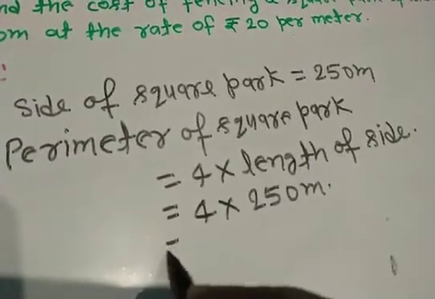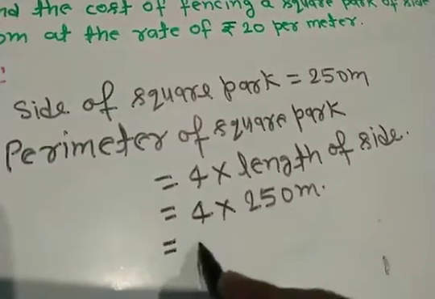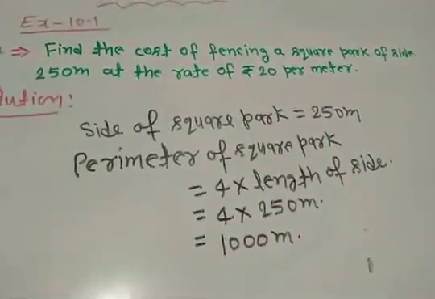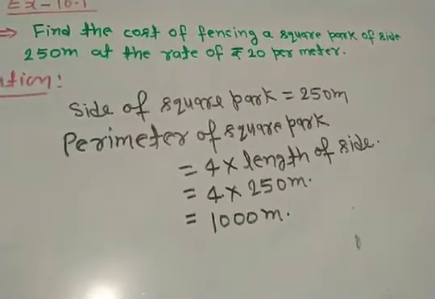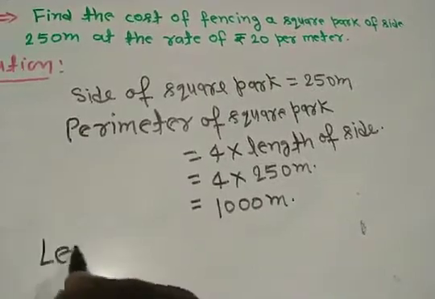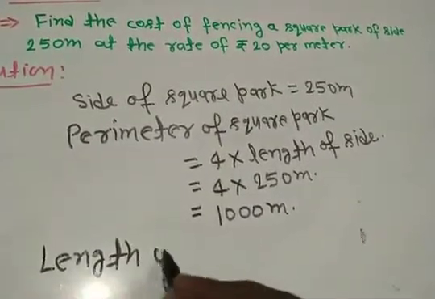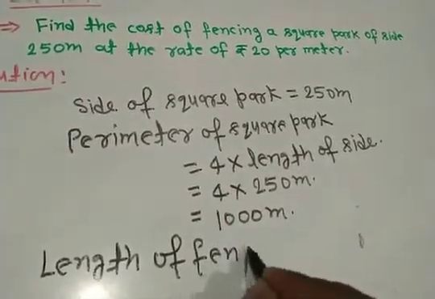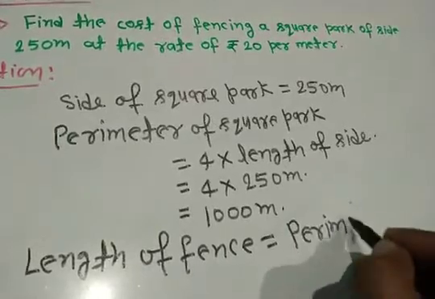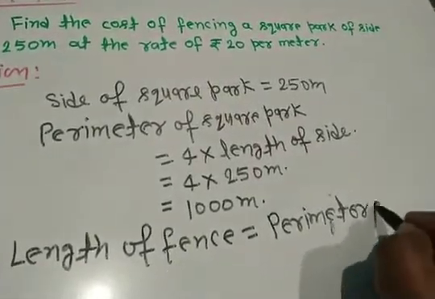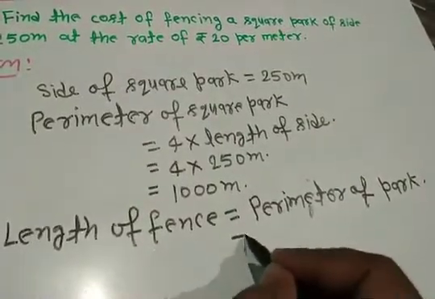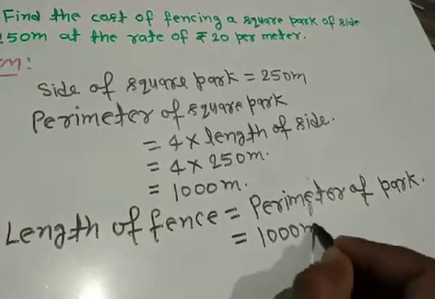This is equal to 4 into 250 meter, which is equal to 1000 meters. Okay, and after this the cost of fencing per meter is given. But here, what is this? This is the length of fence. So we write length of fence. The fence is equal to the perimeter of the park. Clear? So what is the perimeter of the park? 1000 meter. This is given.